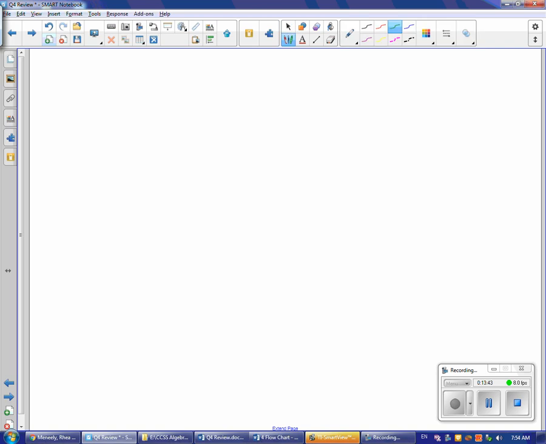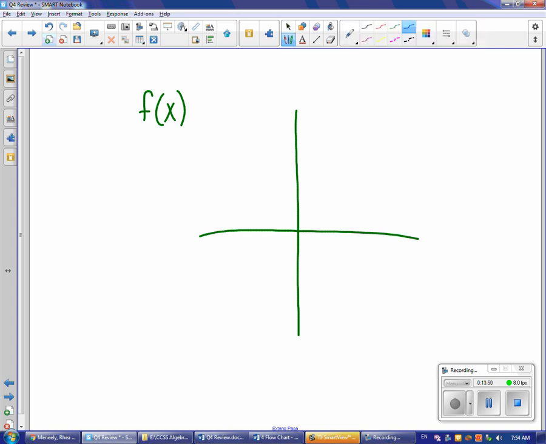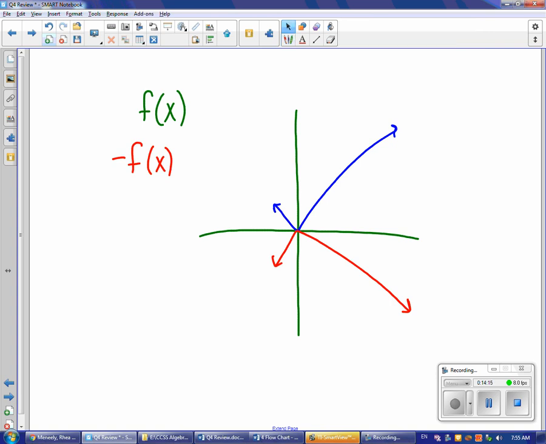Let's say our function is f of x, and it doesn't even matter what it looks like. I'm going to make it look like a check mark. This is f of x. If I were to do something like, let's do it in red, take the negative of f of x, that is going to reflect my graph over the x-axis. So now it's going to look like this. That's going to be the opposite of f of x. I'm reflecting it over the x-axis.